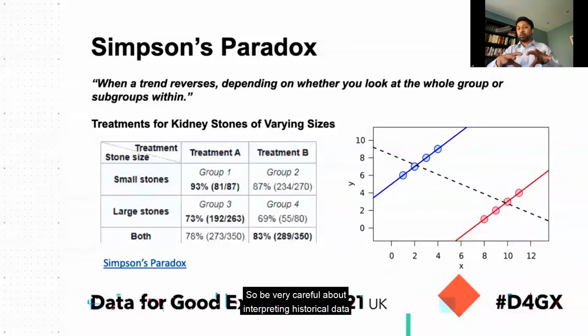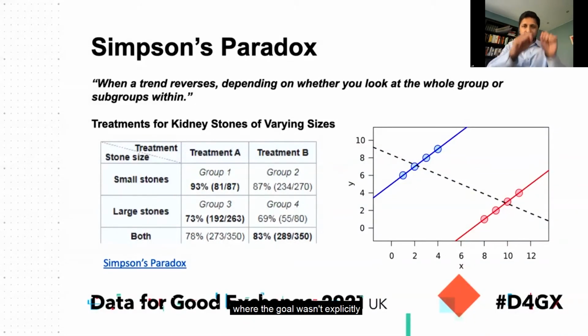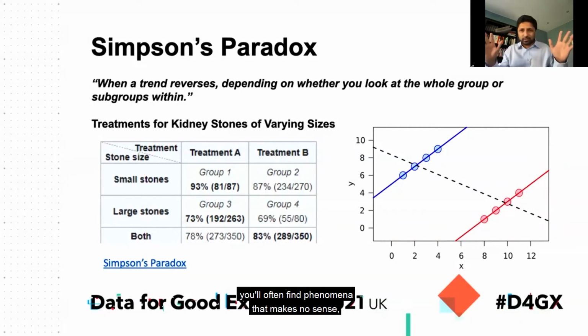So be very careful about interpreting historical data where the goal wasn't to explicitly design an experiment to test bias. If you just look at a historical collection of data and you try to cut it and pivot it and see what comes out of it, you'll often find phenomena that make no sense or are counterintuitive. So it's very important to be careful about interpreting it, and a safer way to make interpretations on these topics may be to conduct an experiment carefully yourself.